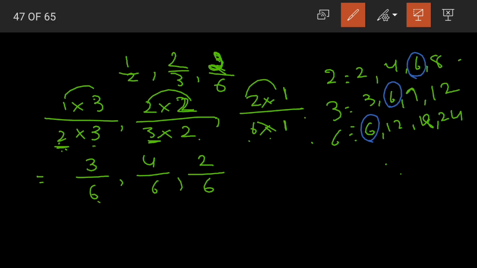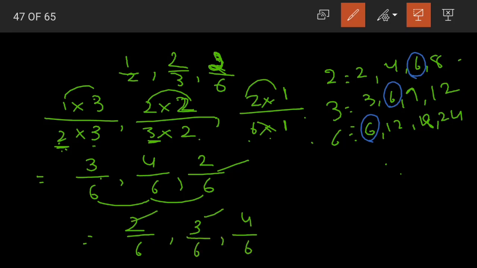Now we are having 3 like fractions here with the same denominator 6. As they are like fractions, we can compare them easily, right? We just have to compare the numerators and arrange them accordingly. The smallest one is 2 by 6. So writing it first. Then we have 3, then we have 4 by 6. 2, 3, 4. But this is not the final answer, children. We have to write the original fractions.